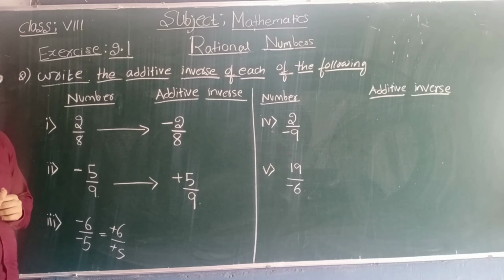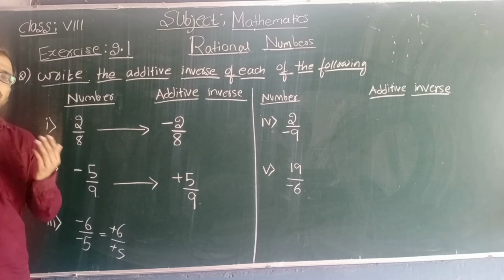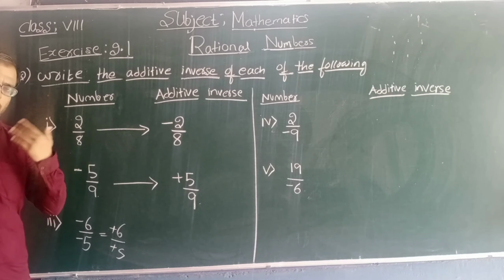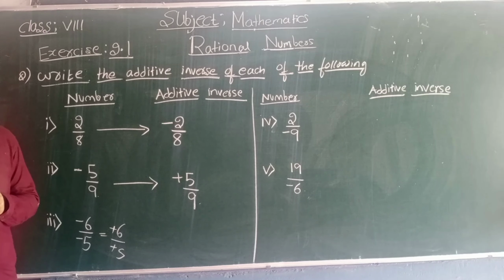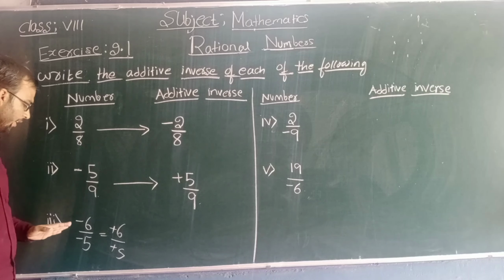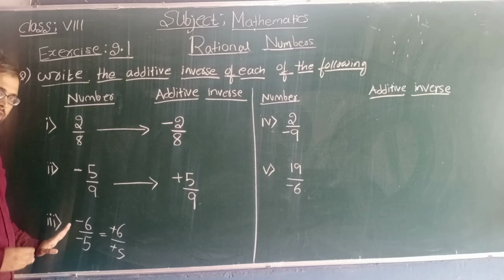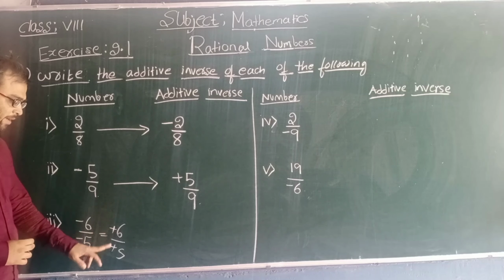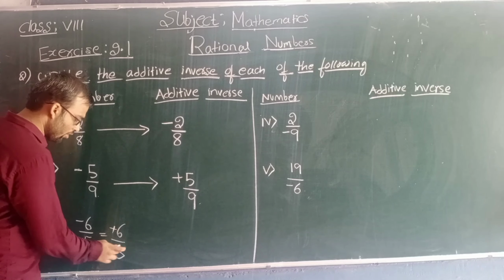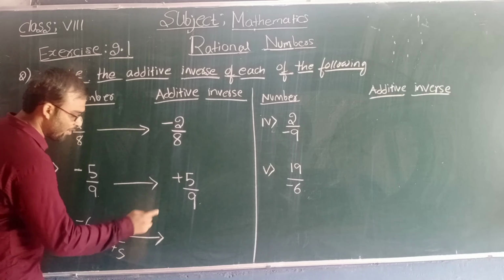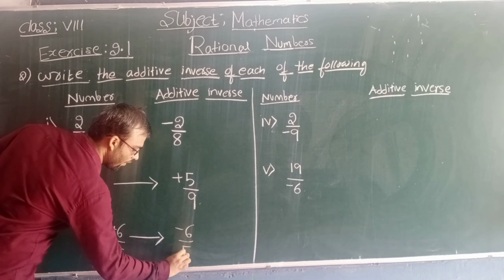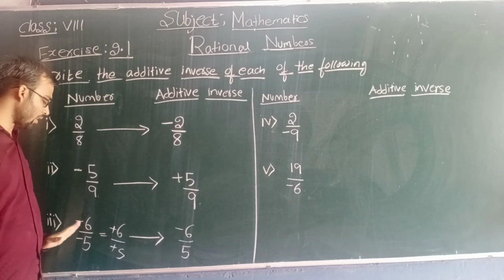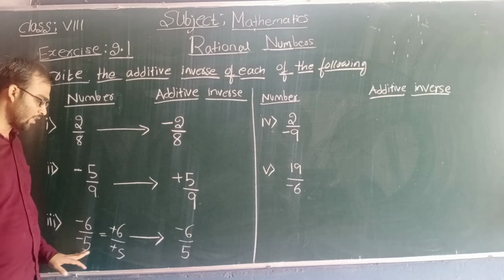So when you come across any number having a minus sign at the numerator as well as at the denominator, then that number is not a negative, it is a positive number. Okay, so look at here. Minus 6 by minus 5 is what? It is a positive rational number, that is 6 by 5. Then what is the additive inverse of this? Minus 6 by 5.